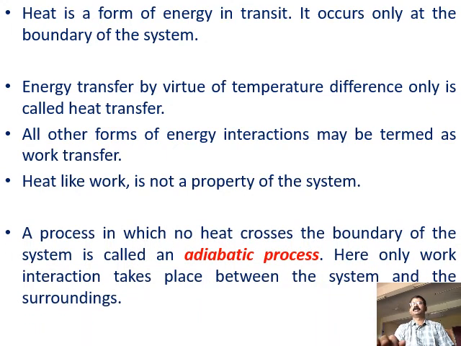A process in which no heat crosses the boundary of the system is called an adiabatic process. So you studied two types of walls. One is the diathermal wall and one is the adiabatic wall. The diathermal wall is the one which allows heat to flow through it, and the adiabatic wall doesn't allow heat to pass through the wall. So if the system has a boundary which is made up of an adiabatic wall, then there is no heat transfer between the system and the surroundings. So any process without heat transfer is called an adiabatic process. Here only work interaction takes place between the system and the surroundings.